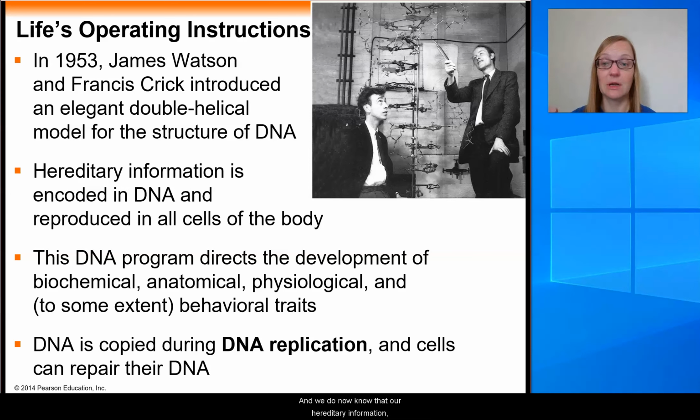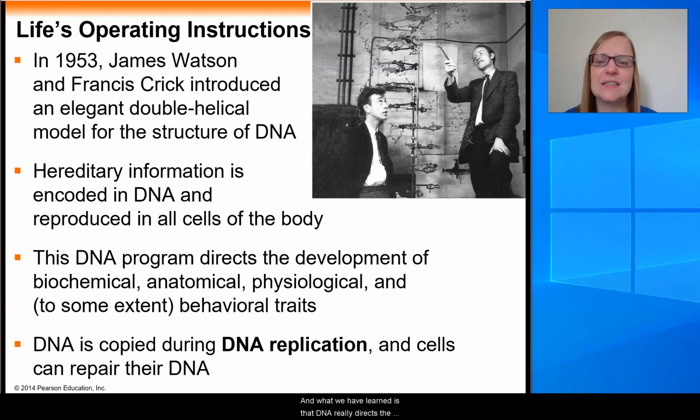And we do now know that our hereditary information, or the hereditary information of all cells, is encoded in our DNA, right? It's found in pretty much every single cell of the human body, with a few exceptions, like red blood cells. They don't have a nucleus to begin with. So no DNA there. They don't last very long. This is why you're constantly replenishing your red blood cells. But for the most part, all other cells in your body are going to have DNA as their genetic information.